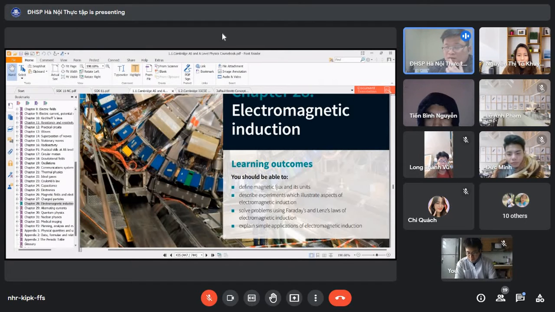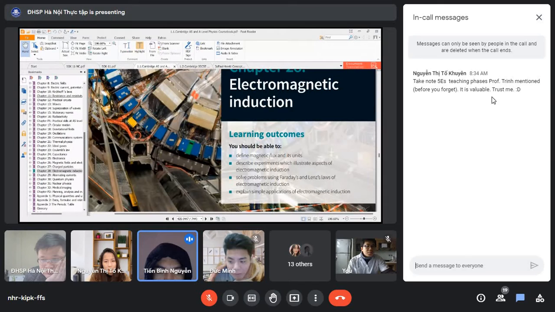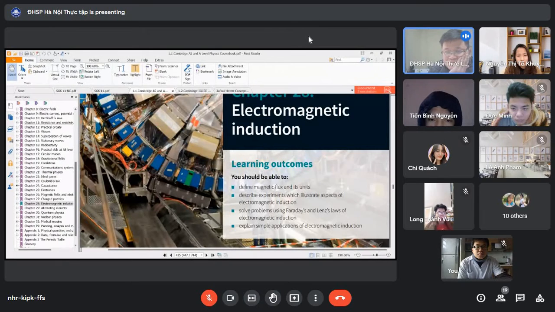Okay, so next one, solve problems, meaning solve problems using Faraday's law and Lenz's law of electromagnetic induction. And finally, explain the basic applications of electromagnetic induction. So, what is the difference between the Lenz and the Faraday law?